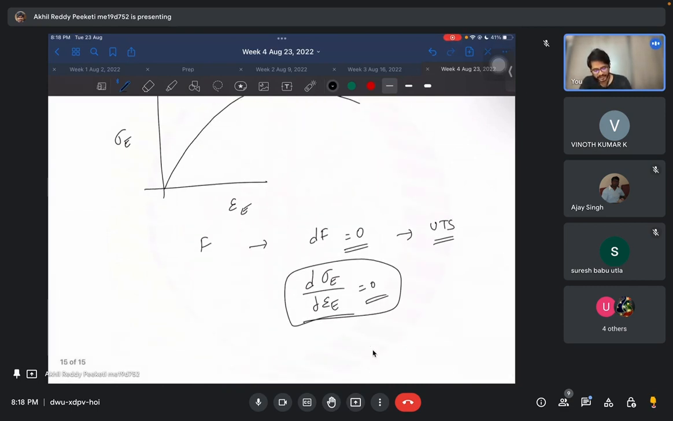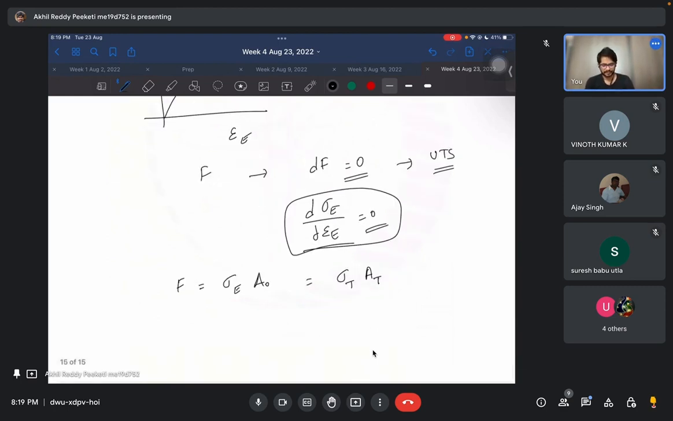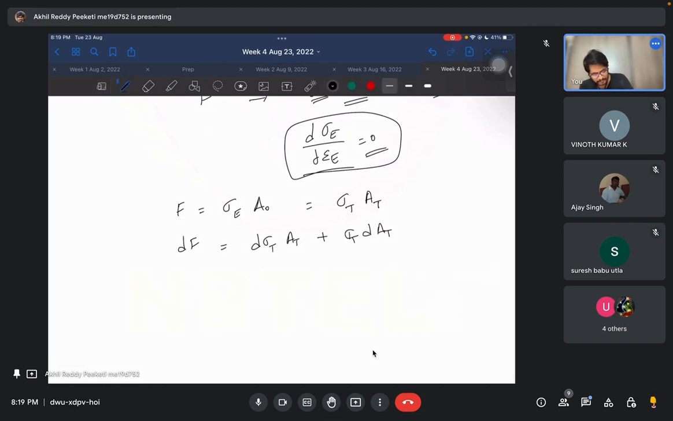Now, what is force actually? In terms of engineering, it would be this, right? Engineering stress into initial area. But if you are writing in terms of true stress and true strain, this would be this, right? Current area and current stress. Okay. So now we need dF to be 0. What is dF? d sigma_t A_t plus sigma_t dA_t. Okay. Now this should be 0. So let's say equal to 0.